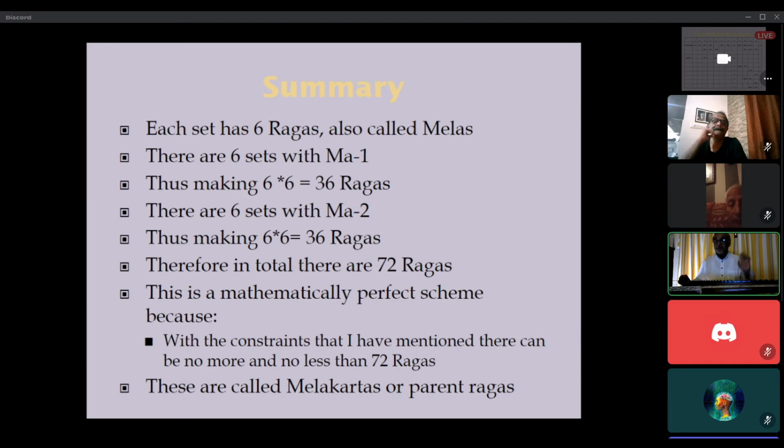So this is a great discovery of the person who conceived this scheme. He said nobody can improve this. This can't be improved because it's perfect mathematically. And therefore these ragas are called the Melakarta or parent ragas, because all other ragas in the Carnatic system, and for that matter even in the Hindustani system, which we will come to, can be derived from this. This is a summary of the Melakarta scheme.